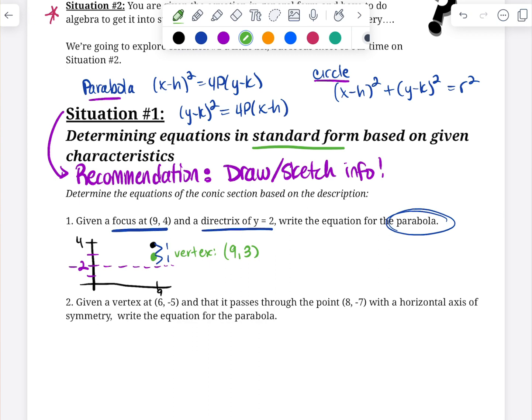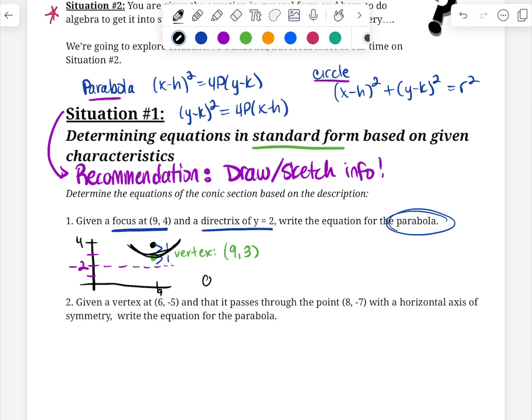And then because of that, we also know the direction our parabola has to open. It has to open up, because if it opened down, it would run into the directrix, which it can't. In fact, the parabola can't intercept the directrix, so it has to point up no matter what. Okay, so with all that information, I know an upward-facing parabola.